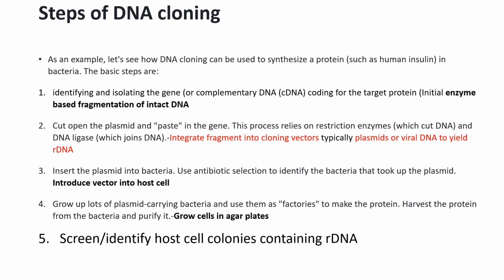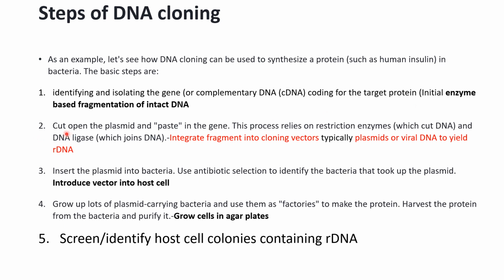The first step in DNA cloning, or recombinant DNA technology, is identifying and isolating the gene of interest. What is this gene of interest? The gene that codes for a specific protein that you're interested in. For example, if we're interested in manufacturing insulin, we need to identify and isolate the gene that codes for insulin, or a complementary DNA coding for the target protein.